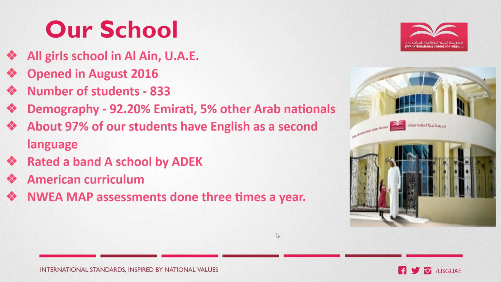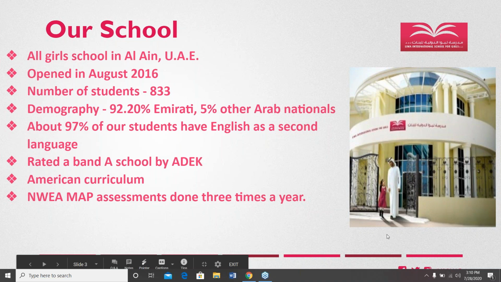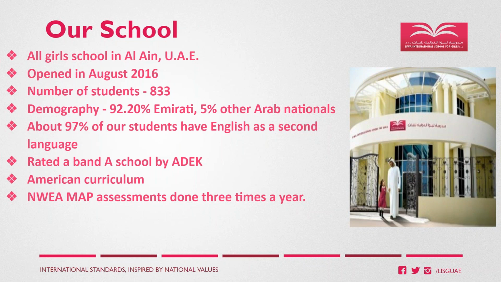We've had a few inspections since we've opened, including ones by ADEC, the local inspection authority in the UAE for the Abu Dhabi Emirate. We were very, very proud of ourselves because within 8 months, we were rated a Band A school. We follow the American curriculum, so the Common Core standards. A big part of our data collection is through NWEA MAP, and we've used that since we started in 2016 to make sure that our girls are benchmarked against international assessments. They're done in September, then mid-year around January, and then at the end of the year. Unfortunately, this year we didn't do it in term 3, but we do have some good data to show from term 1 to term 2.